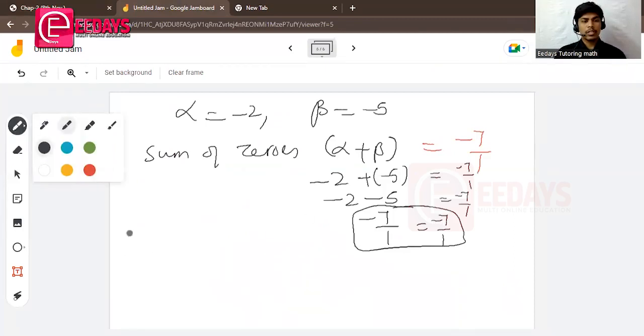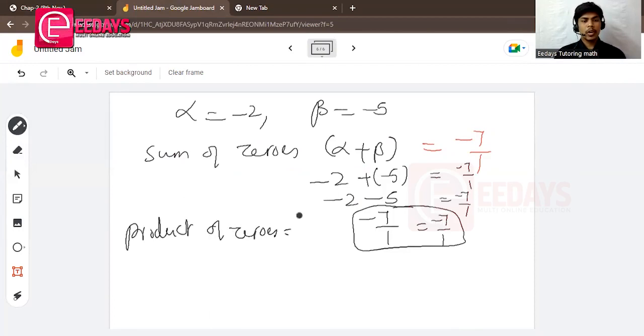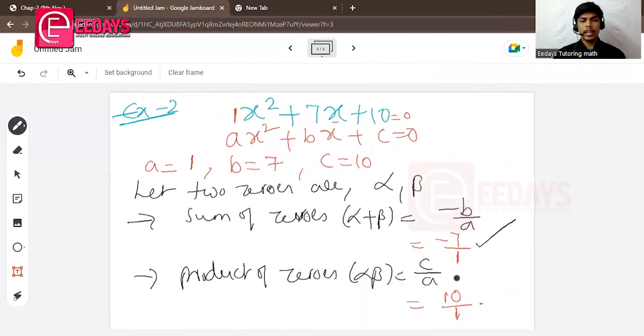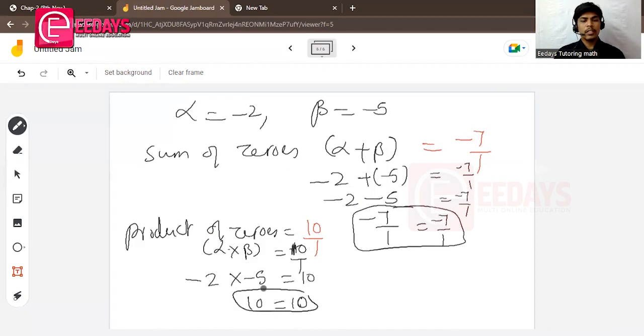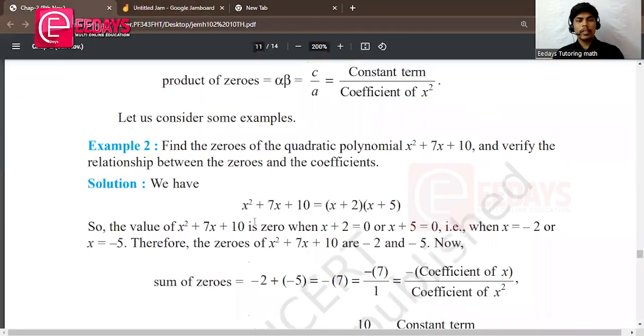Let's verify the product of zeros. Previously, how much we got? 10 by 1. Okay, I just write 10 by 1 here. Product of zeros is nothing but alpha into beta, right? So alpha into beta, what we get by splitting the middle term: minus 2 into minus 5 is equal to 10. So 10 is equal to 10. So we verified both are equal, so LHS is equal to RHS. You just verify like this, guys.